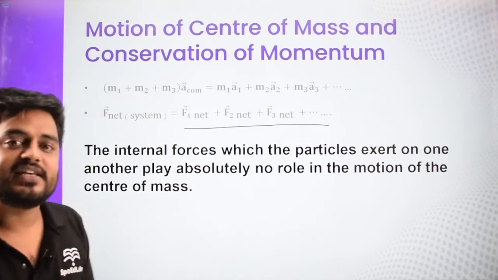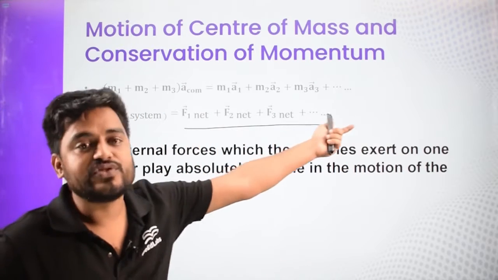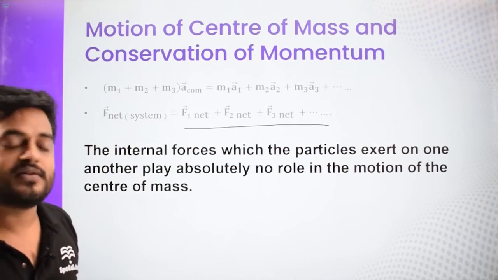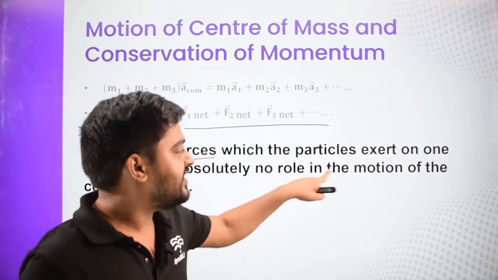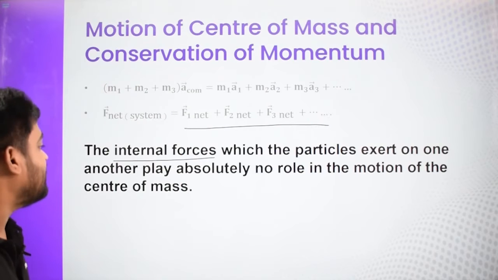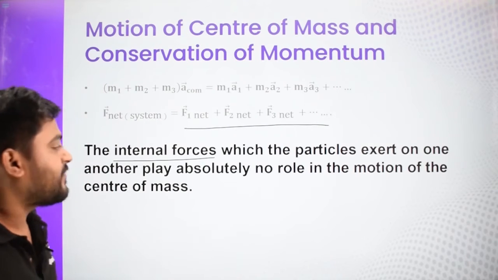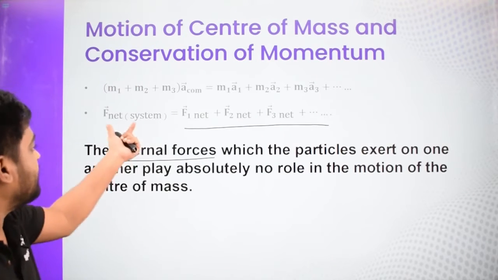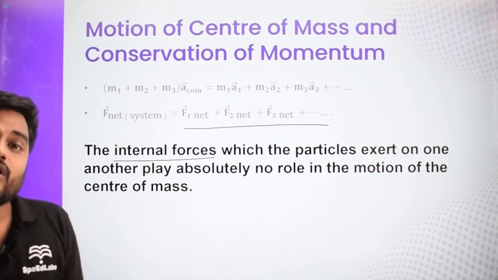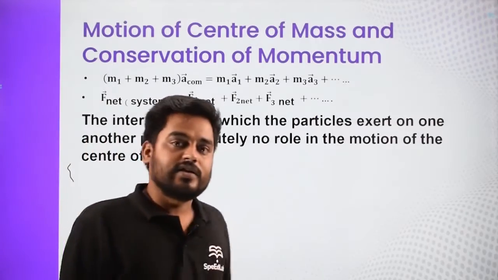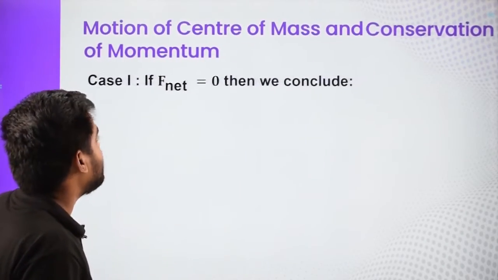We can simply say the sum of all the external forces gives you the total force on the system. So internal forces which the particles exert on each other do not play a role in the motion of center of mass at all. So internal forces are not to be considered. So now let us discuss the motion of center of mass.